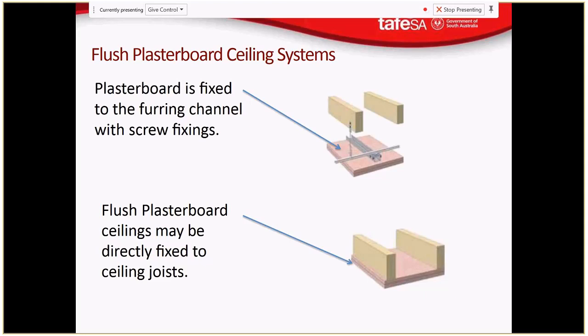Other approaches are plasterboard is fixed to the fairing channels with screw fixings. So we have a scenario there whereby we have timber joists and hangers off the timber joists to our top rails, and then fairing channels attached to those top rails, and the plasterboard fixed to the bottom of those fairing channels.